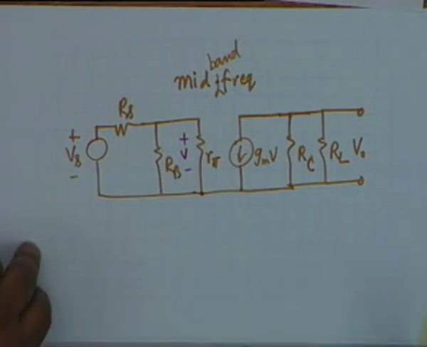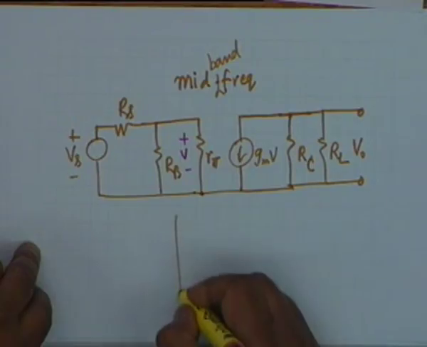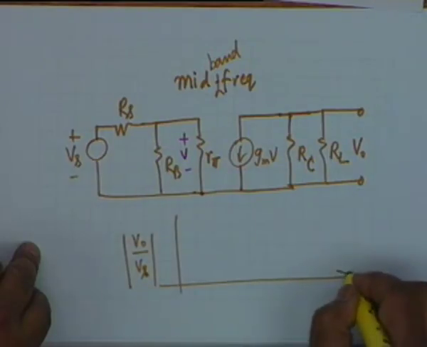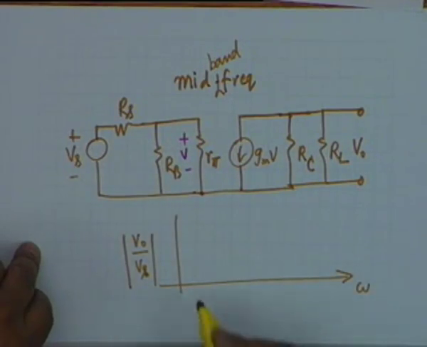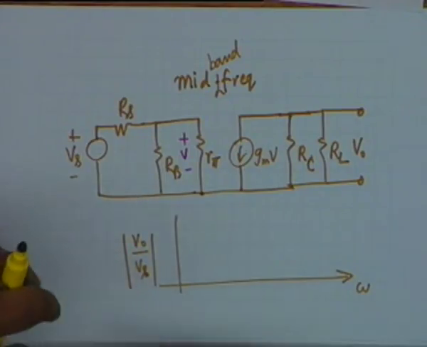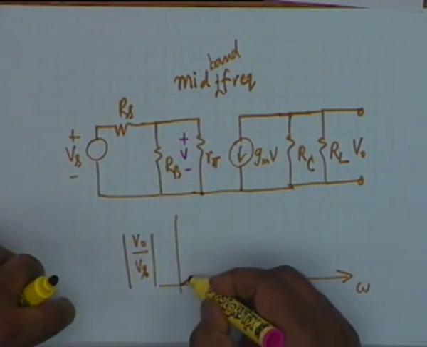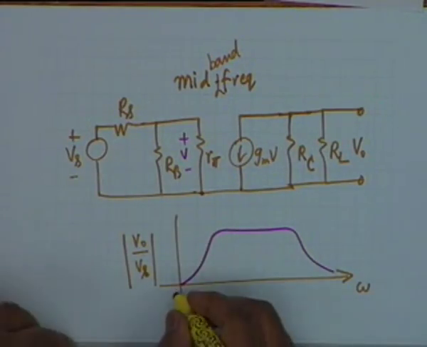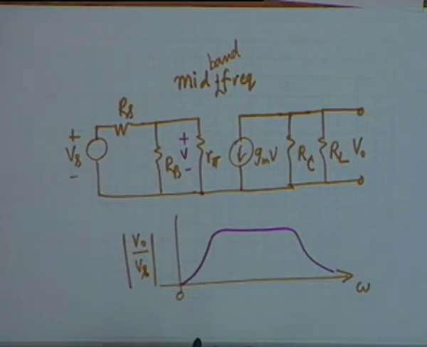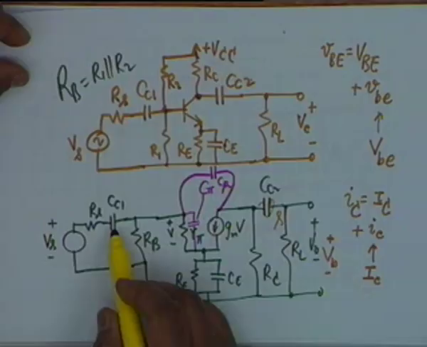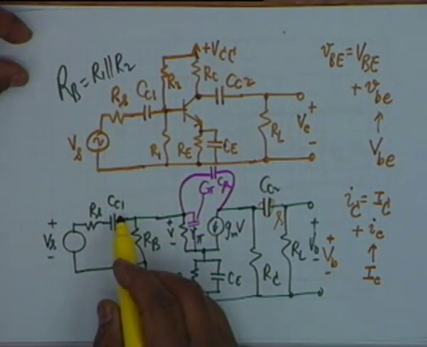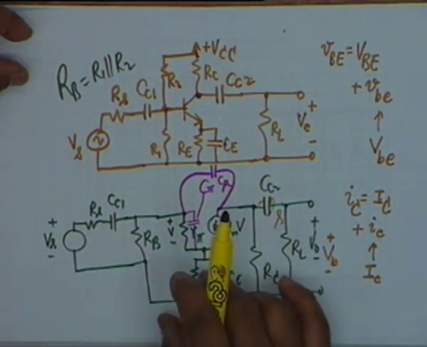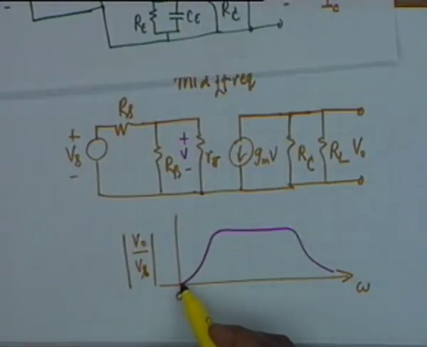Well, I should mention here that if you plot the gain, that is V0 by Vs versus frequency omega, then in general for the RC coupled amplifier the curve looks like this. At DC the gain is 0. Why is it 0 at DC? Because these coupling capacitors refuse to pass DC. So at DC nothing reaches the transistor, and it does not amplify. That is why the gain is 0.